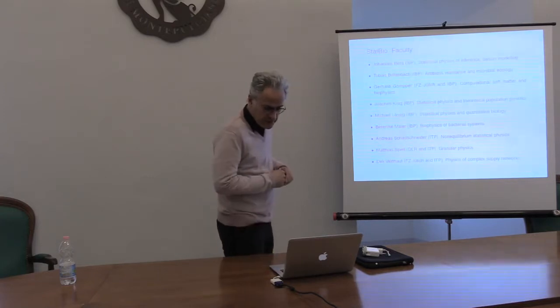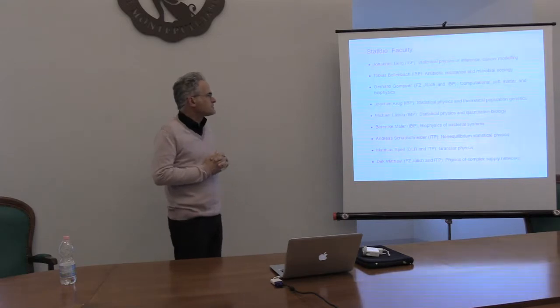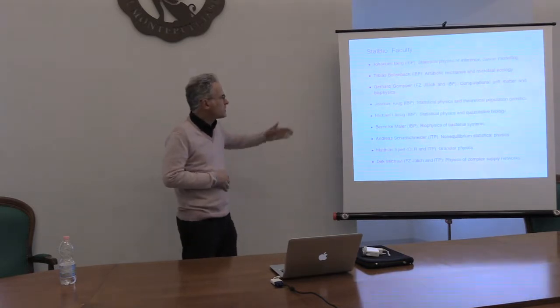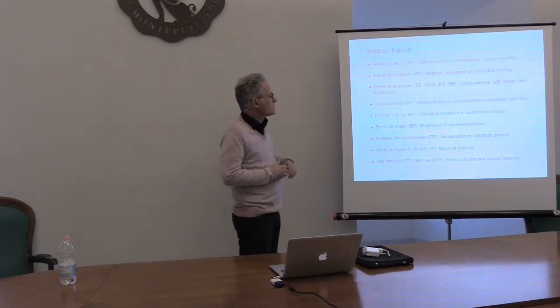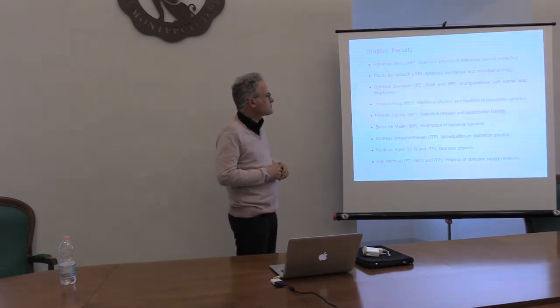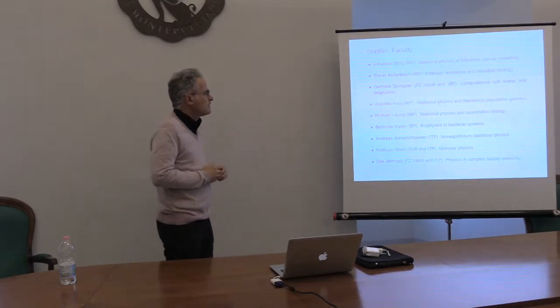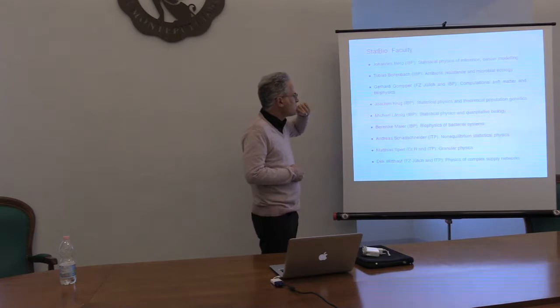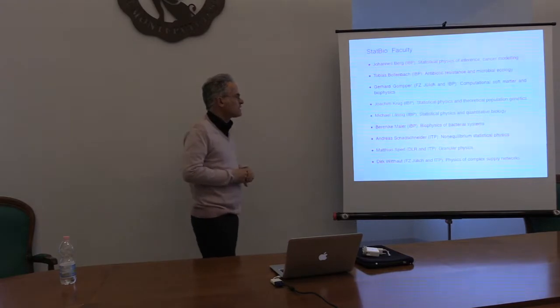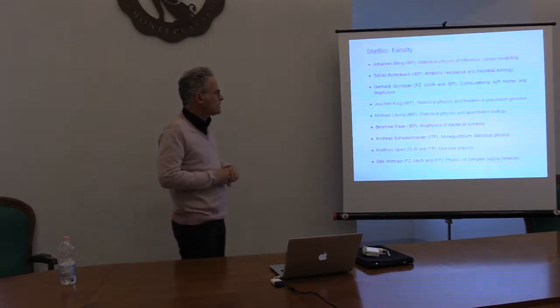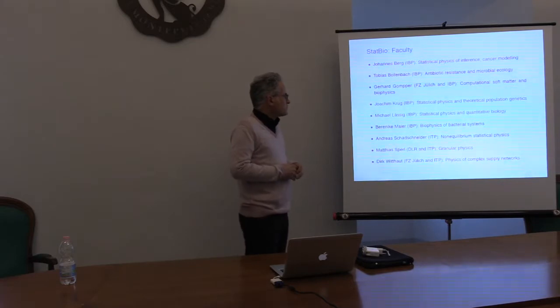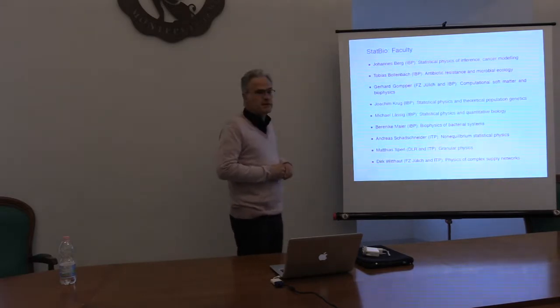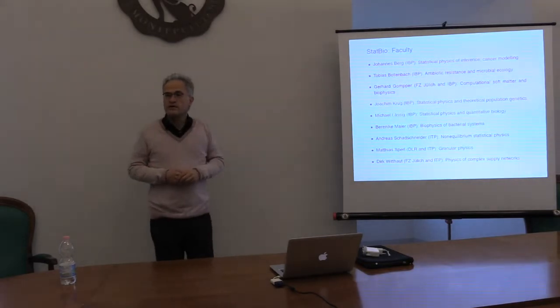tell you who is teaching this. So this is the faculty. So the Institute of Biological Physics consists of 5 full-time professors, 3 theorists, and 2 experimentalists. So Johannes Berg is a theorist who works on statistical physics methods of inference, in particular with applications to cancer. Tobias Bollenbach is an experimentalist who joined us a little bit less than 2 years ago, and who works on antibiotic resistance and microbial ecology. Gerhard Gompper is probably known to many of you. He's of course based in Jülich, but he's also part of the faculty in Cologne.